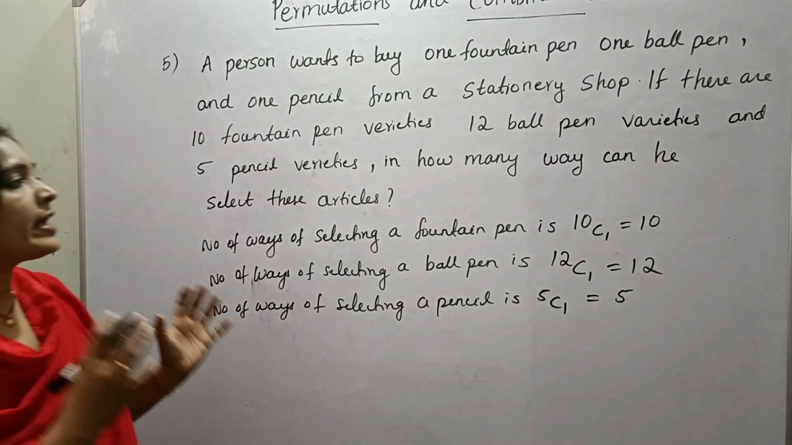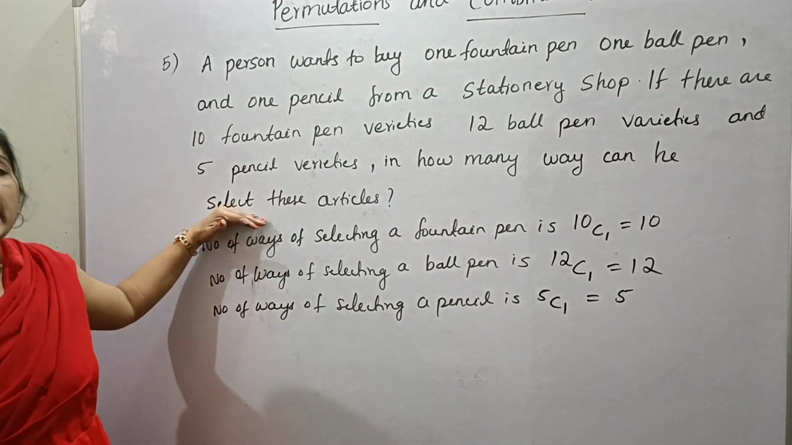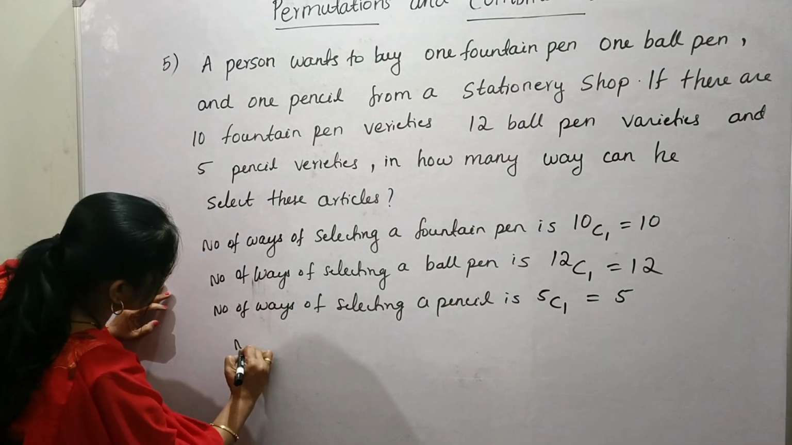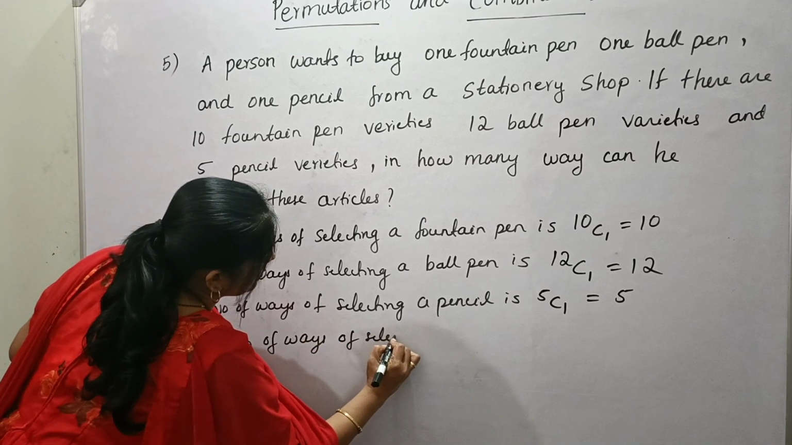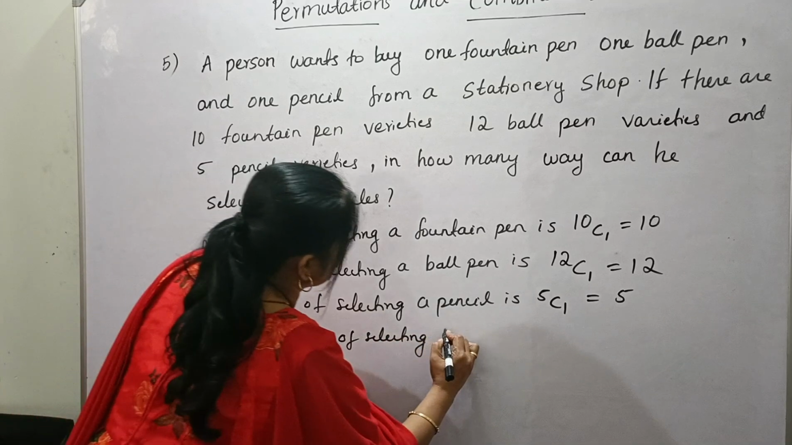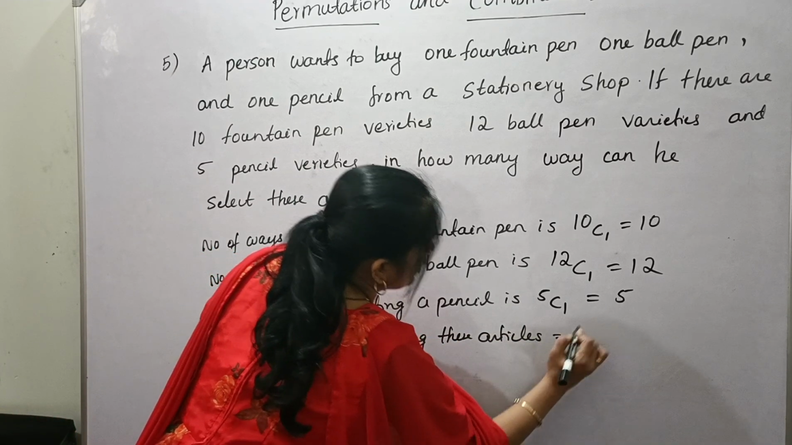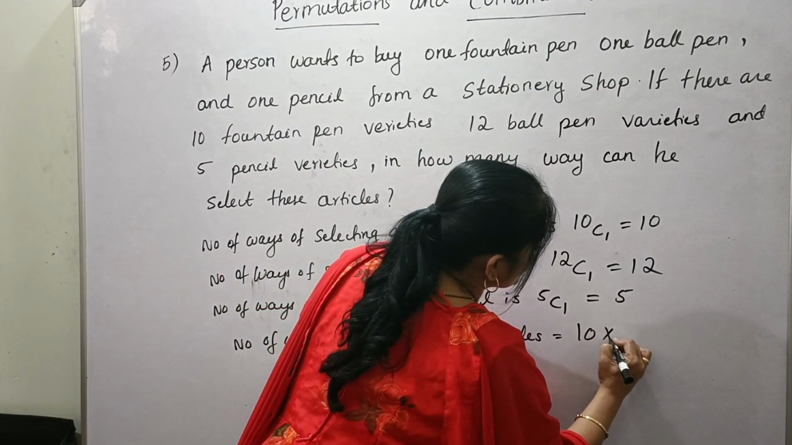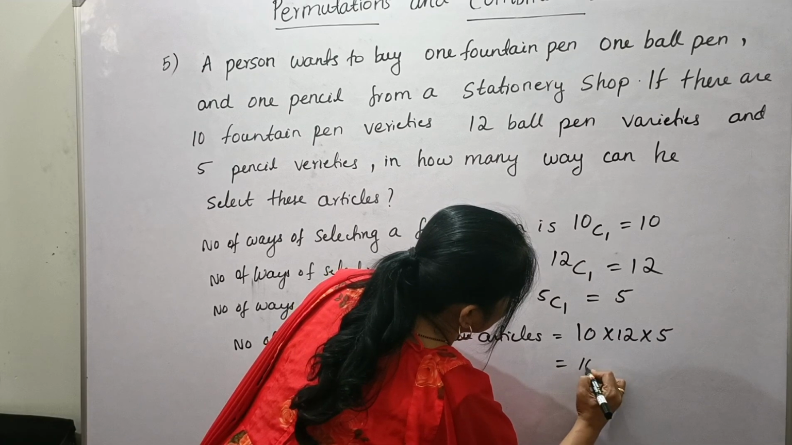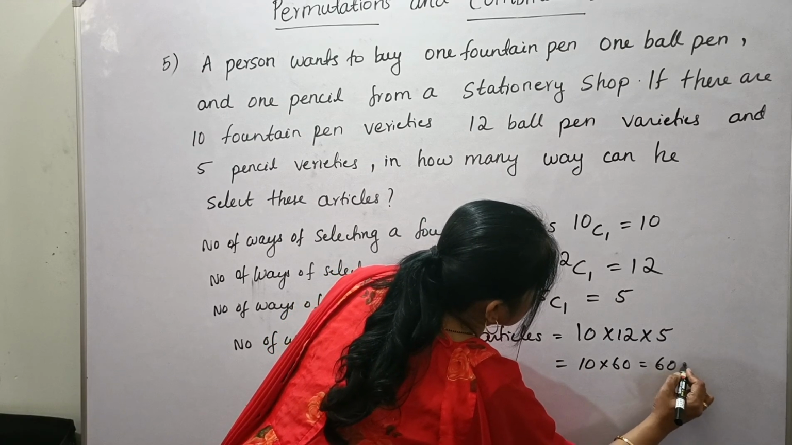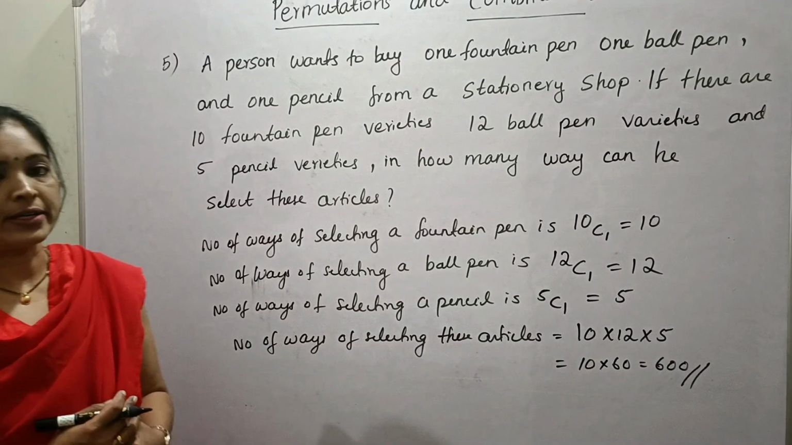Therefore, the number of ways of selecting these 3 articles is equal to 10 into 12 into 5. That is 12 into 5, 60. 10 into 60, that is 600 ways. So in 600 ways, he can select these articles.